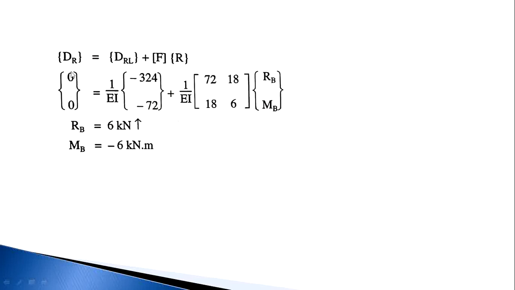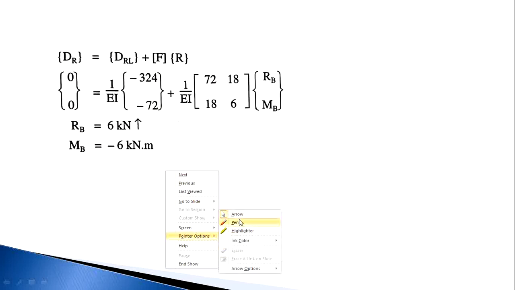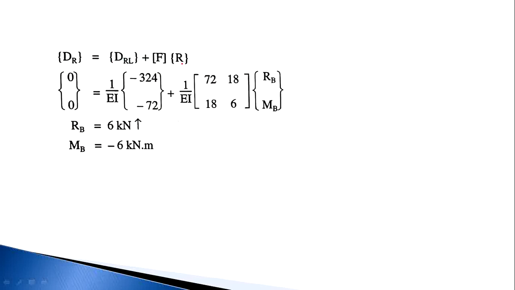So the compatibility equation becomes Dr is equal to DRL plus F into R. There is no displacement, so this matrix becomes 0, and the DRL is 1 upon EI minus 324 upon 72, plus 1 upon EI 72, 18, 18, 6 into RB and MB. So form a simultaneous equation: RB into 72, MB into 18, RB into 18, MB into 6 is equal to 324 and 72. By solving this equation, we got RB is equal to 6 kilonewton and MB is equal to minus 6 kilonewton meter.